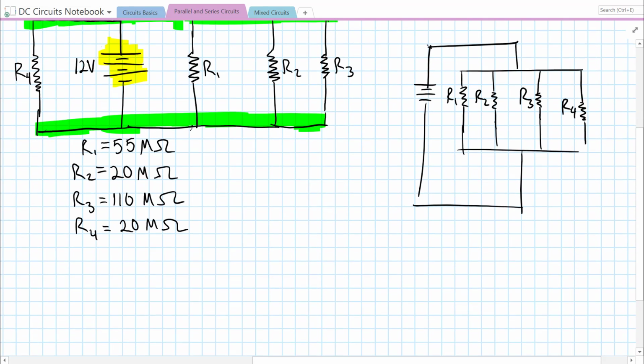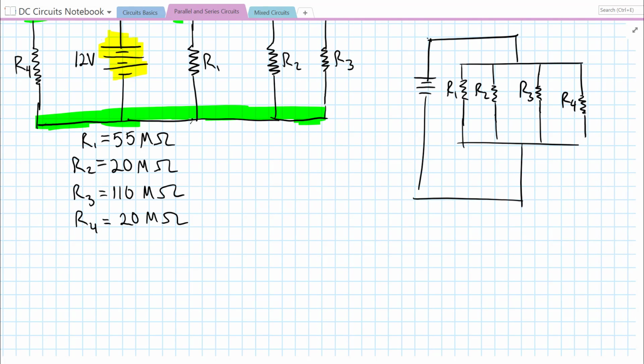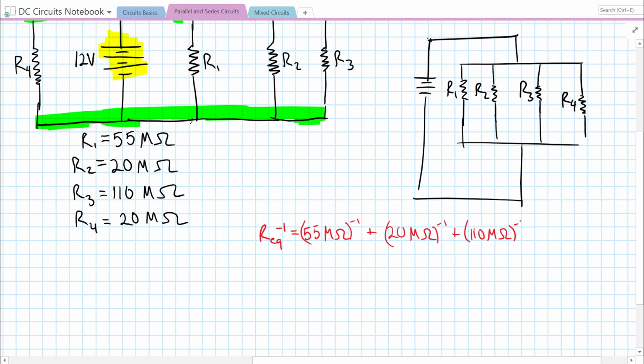So let's actually get with the solving then. I'm going to use red. R equivalent to the minus 1 is equal to R1 to the minus 1. Well, I'm just going to plug in my numbers: 55 mega ohms to the minus 1 plus 20 mega ohms to the minus 1 plus 110 mega ohms to the minus 1 plus 20 mega ohms to the minus 1. And then we plug that into our calculator to get our answer.